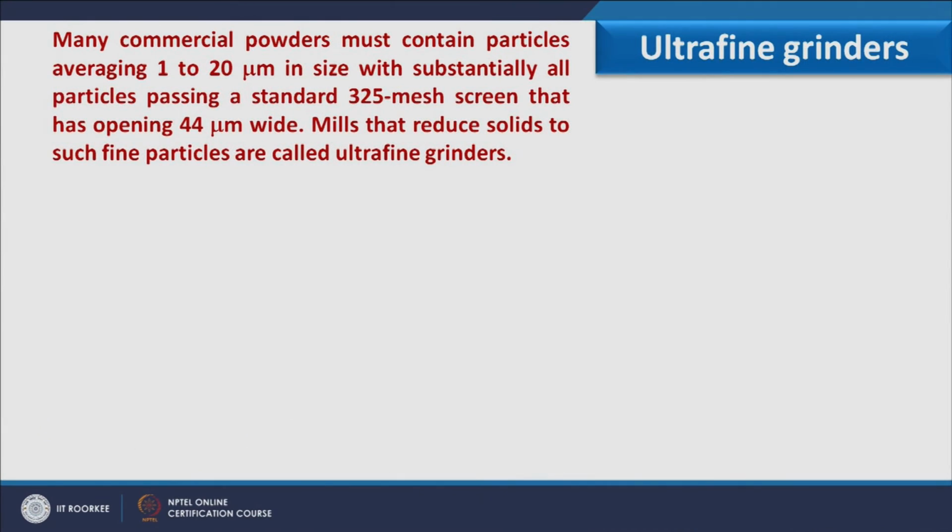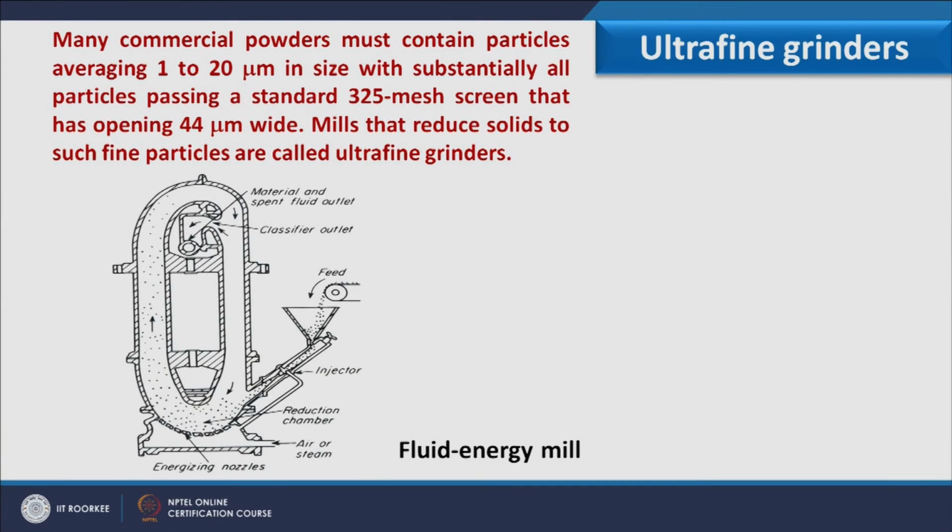And further we have the ultra fine grinders. These are the fourth category of size reduction equipment. Many commercial powders must contain particles averaging 1 to 20 micrometers in size, with substantially all particles passing a standard 325 mesh screen that has an opening of 44 micrometers. Mills that reduce solids to such fine particles are called ultra fine grinders. One example of ultra fine grinders is the fluid energy mill.